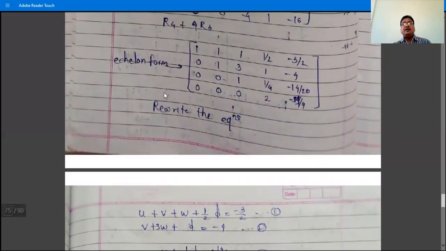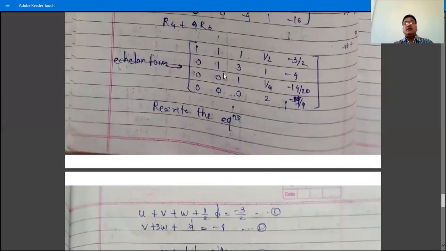So when we say the matrix is in echelon form, in every row the first non-zero element is 1. If we observe the first row, the first non-zero element is 1. If you observe the second row, the first non-zero element is 1. If you observe the third row or fourth row, the first non-zero elements are 1. And this one is called the leading one.